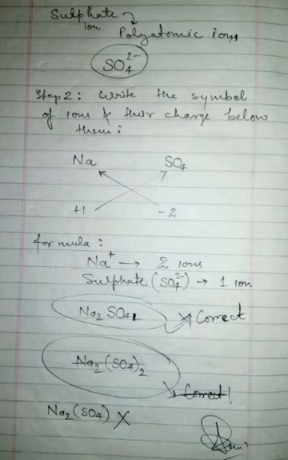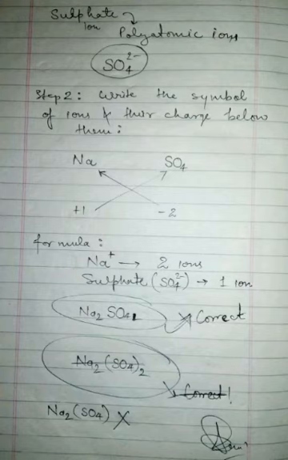But if we have a single polyatomic ion, so we will not use the bracket. We will write simple as Na2SO4. Okay, and we can take the third example of magnesium phosphate.